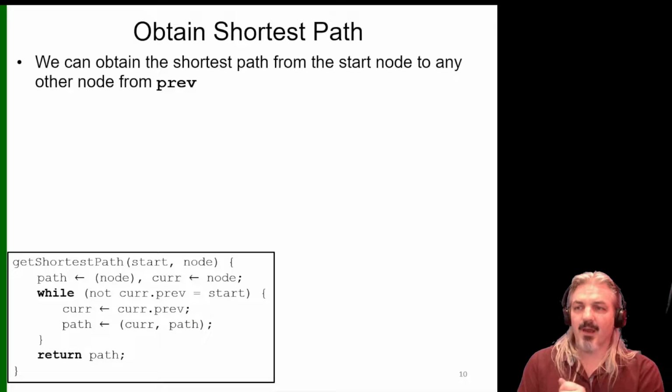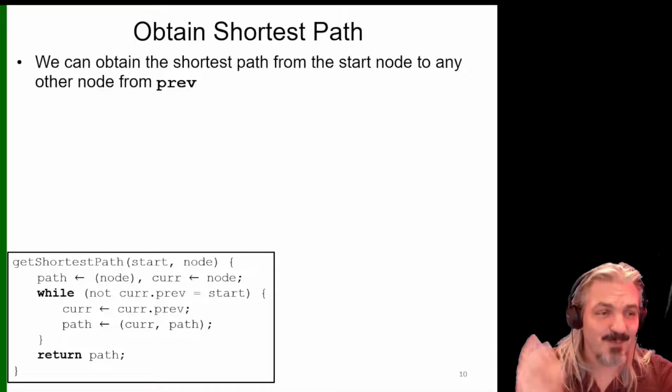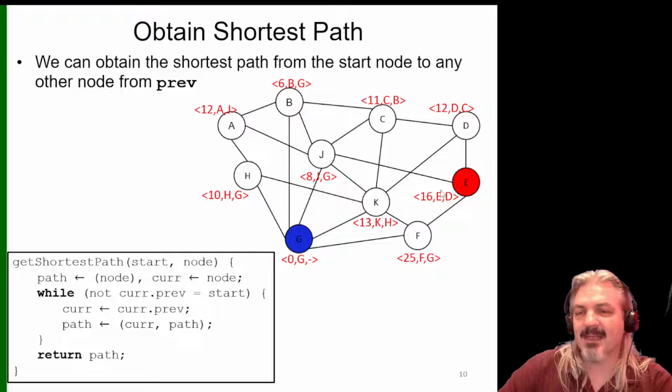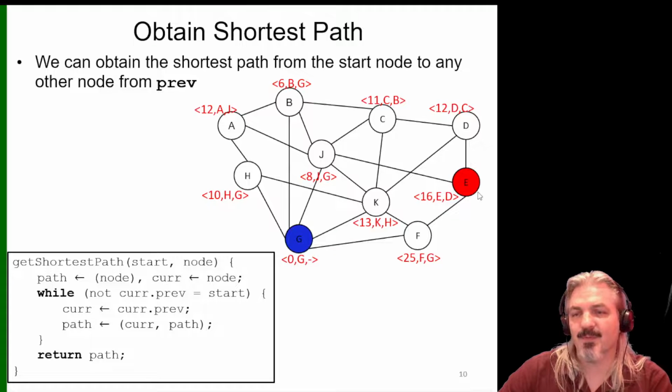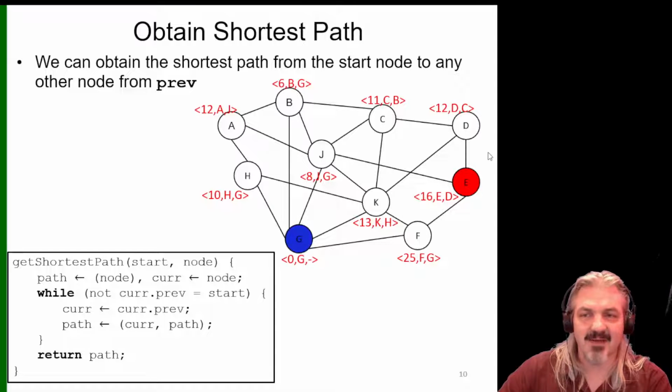Okay, so obtaining the shortest path. We can obtain the shortest path, as you correctly worked out, by obtaining the shortest path from the start node to any other previous node by stepping back through. So if we're going to go through from E back to G, E goes to D, bang, D goes to C, bang, C goes to B, bang, B goes to G. Right? So it goes bang, bang, bang, bang, bang, and rebuilds that path.